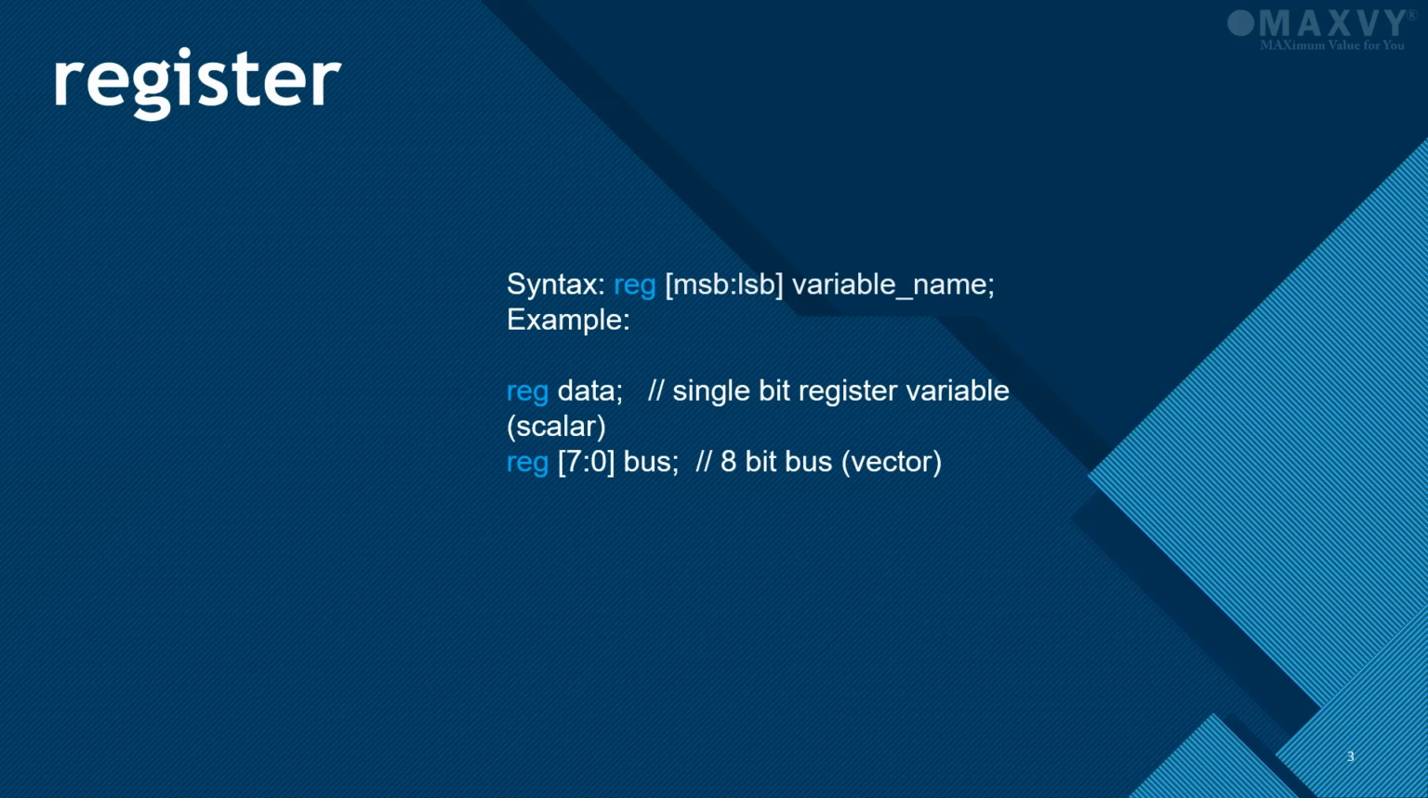The syntax for declaring a reg is reg, then the range from msb down to lsb, and then the variable name. For example, reg data declares a single bit register variable called data. Reg [7:0] bus declares an 8-bit vector register called bus. In these examples, reg data is a scalar register that can hold a single bit, and reg [7:0] bus is the 8-bit wide vector register. You can declare more complex registers by specifying the range in the square brackets.